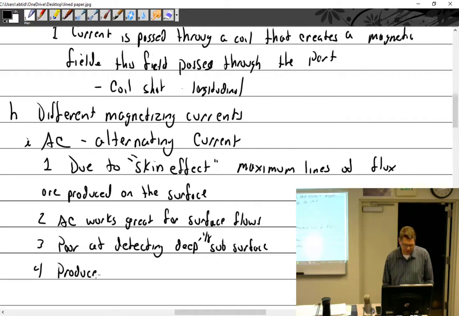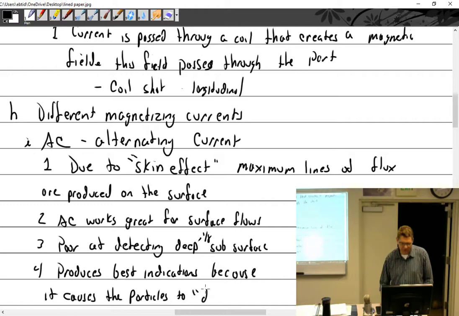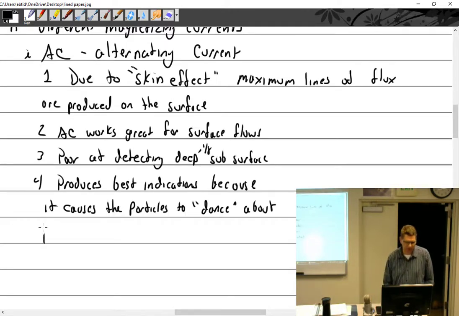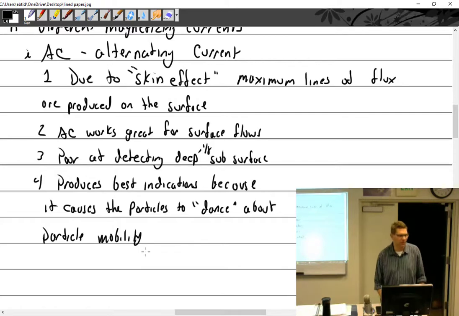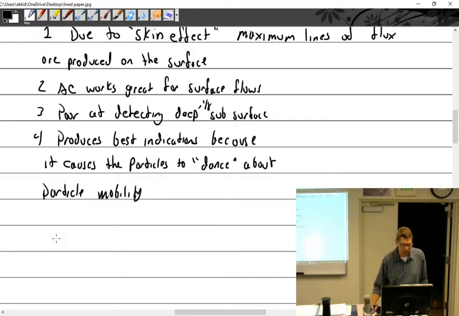AC produces the best indications because it causes the particles to dance about. And we call that particle mobility. And I'm talking about the particles inside of the magnetic particle detection fluid or powder.